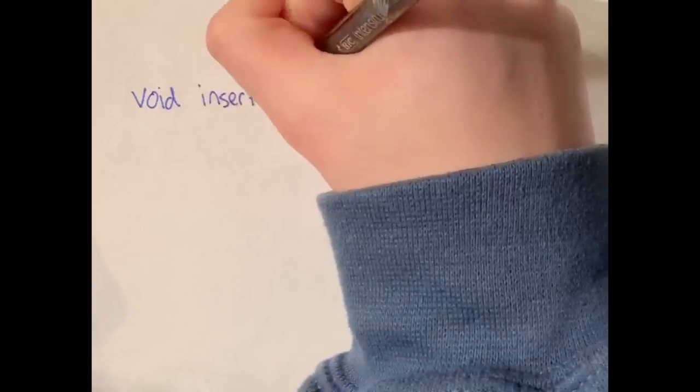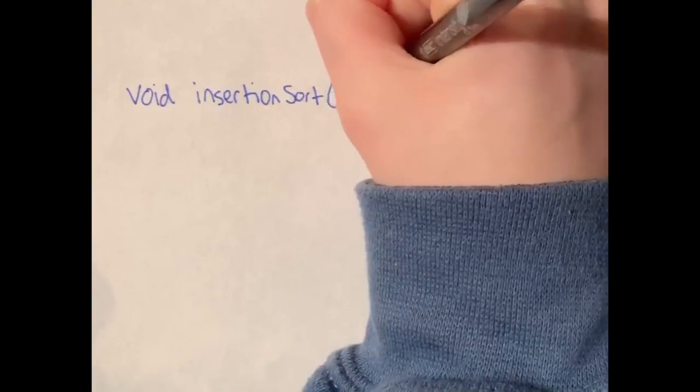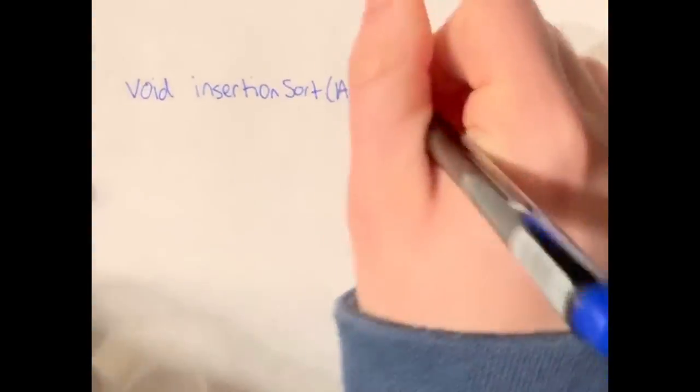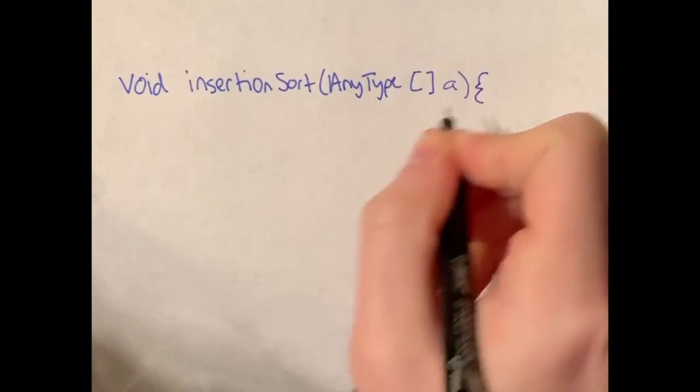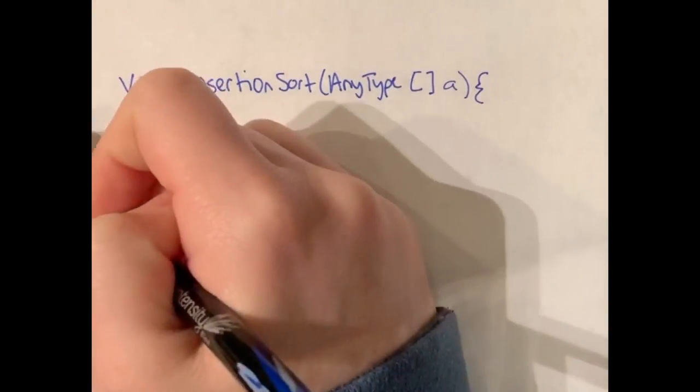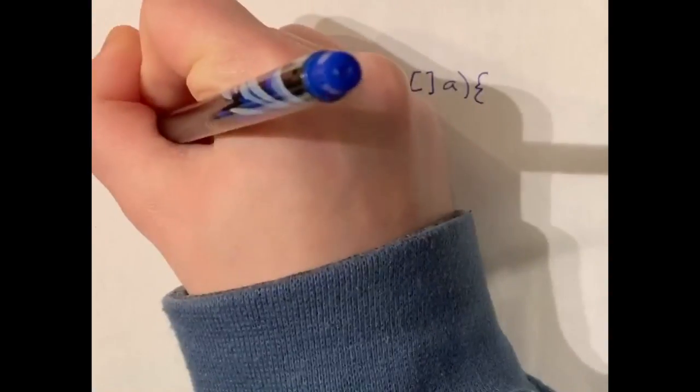In this case, the code will be a generic method, meaning the method introduces its own type of parameter. For my code, the type is called AnyType. In this insertion sort, it will take in an AnyType array as its parameter. First, int j is declared. Then the nested for loop is created.